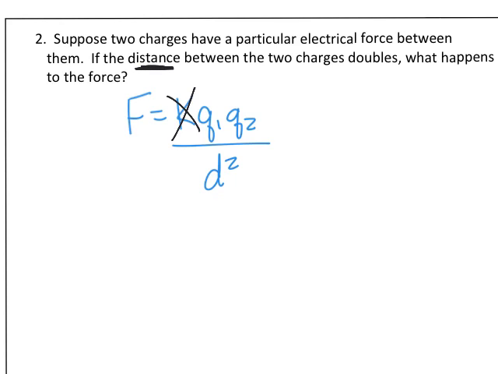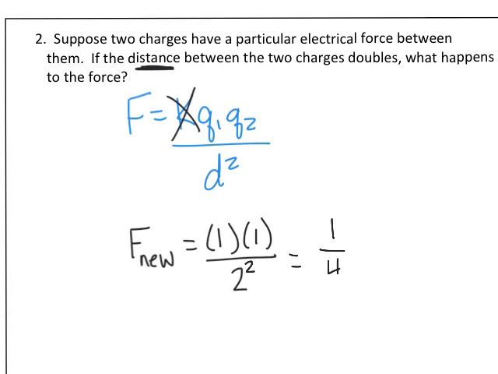If I were to look at how that new force is going to change, I would put in a 1 as a placeholder for each of my charges because they are going to be the same as they were before, but my distance is doubling. Notice that the distance gets squared in the formula, so I want to double that coefficient as well. So I end up with 1 over 4, and this tells me that the new electric force is now 1/4 as great as it was previously.